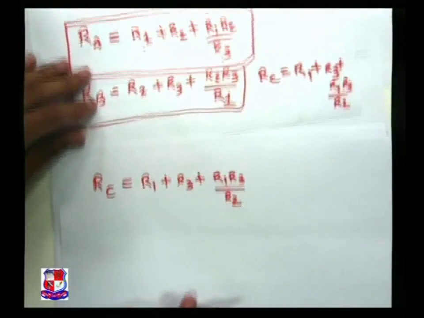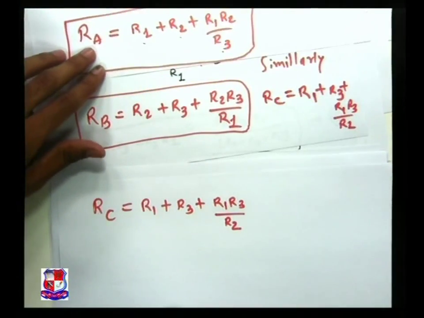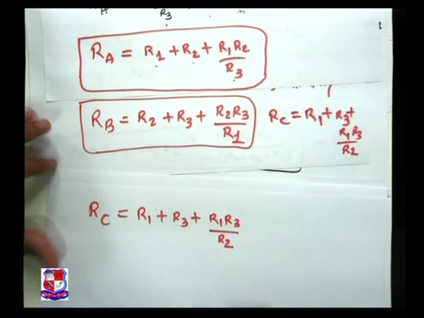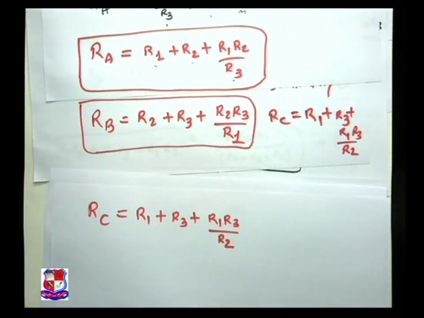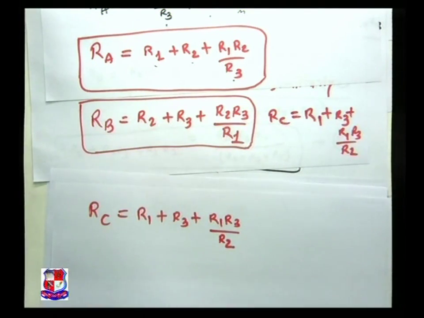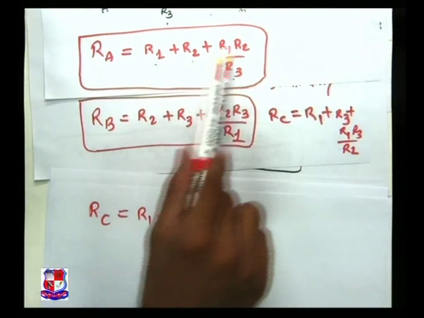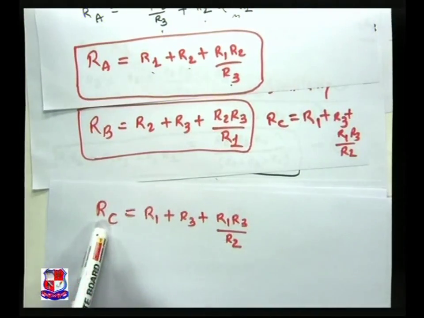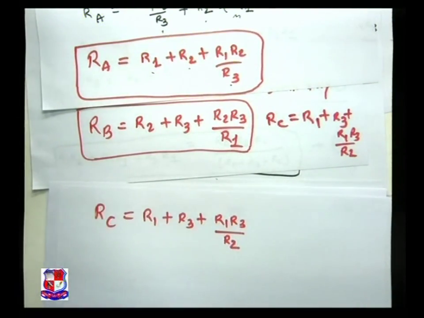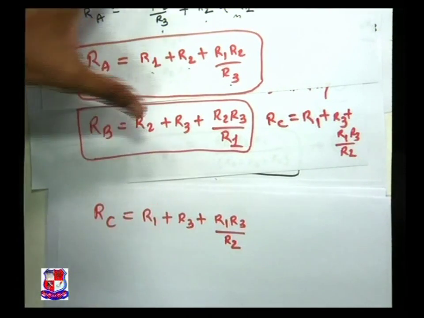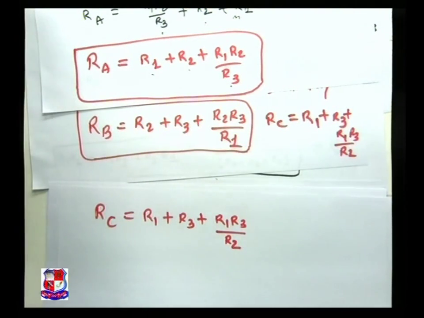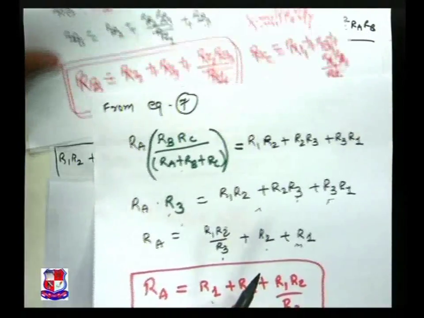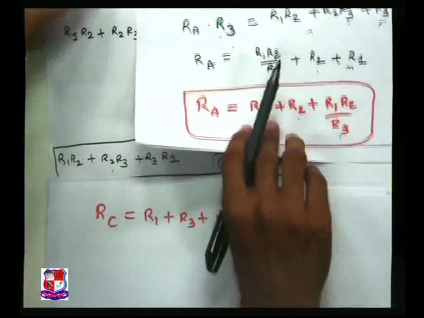Similarly we get these three equations of RA, RB and RC. That is called star to delta transformation. From the values of R1, R2 and R3 we get the values of RA, RB and RC. So it's a simple derivation. We just have to remember the technique: first multiply, and then add the equations.